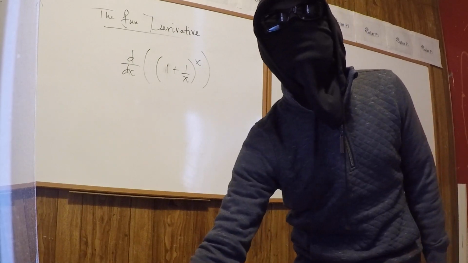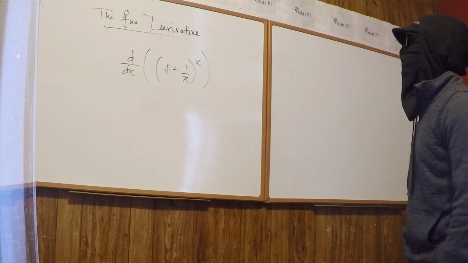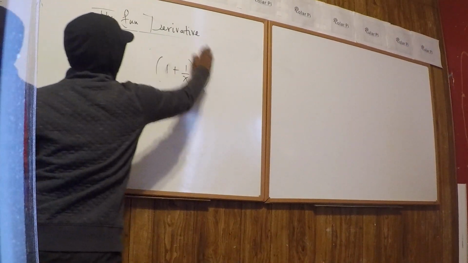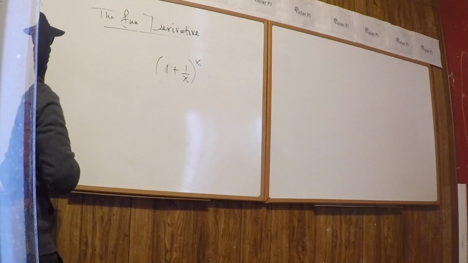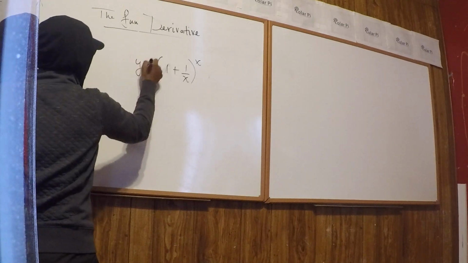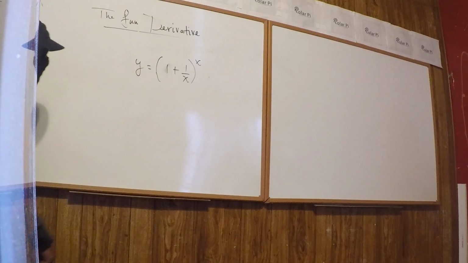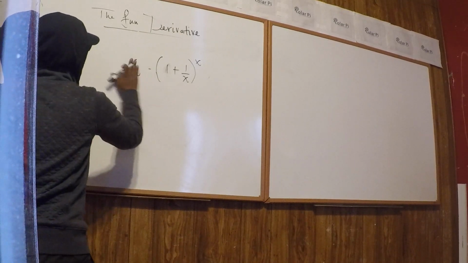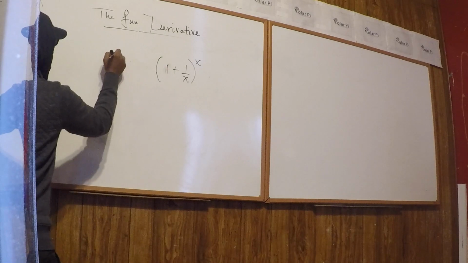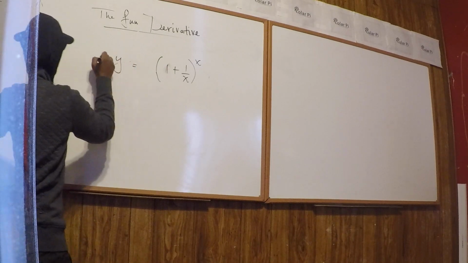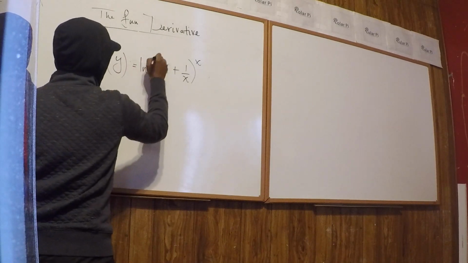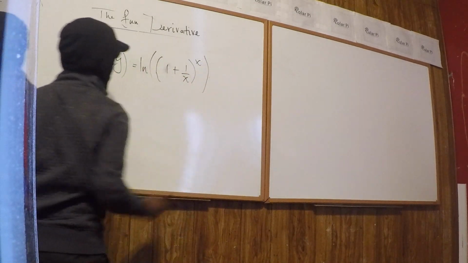So how do we do this? Well, this is y, right? Because it's a function, and usually functions are called y. And so we take the natural log of both sides, right here and right here.